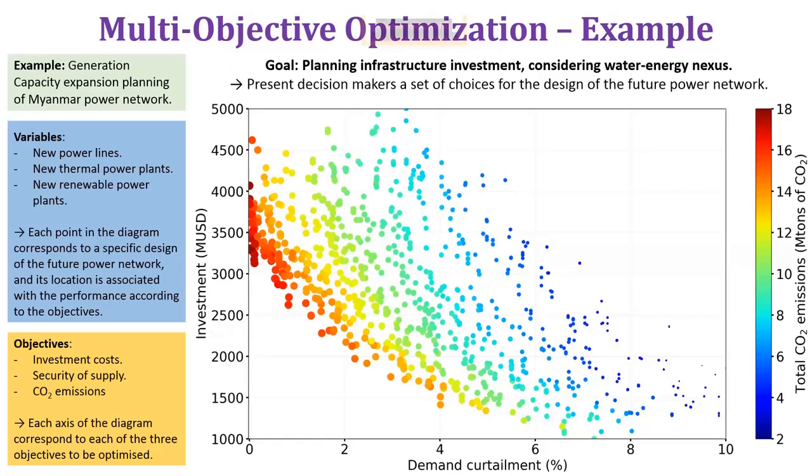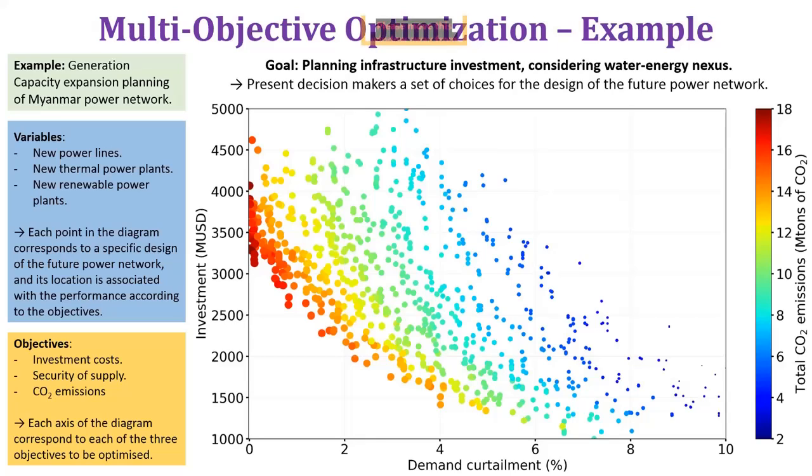planning for Myanmar. The focus of this optimization problem is to select the best configuration, considering, for example, shown as variables, new power lines, new thermal power stations, and new renewable power plants for the planning of the future power network infrastructure. In this case, we want to achieve a minimum investment cost and carbon emissions simultaneously while maximizing the reliability of the system. So here shown as the objectives.